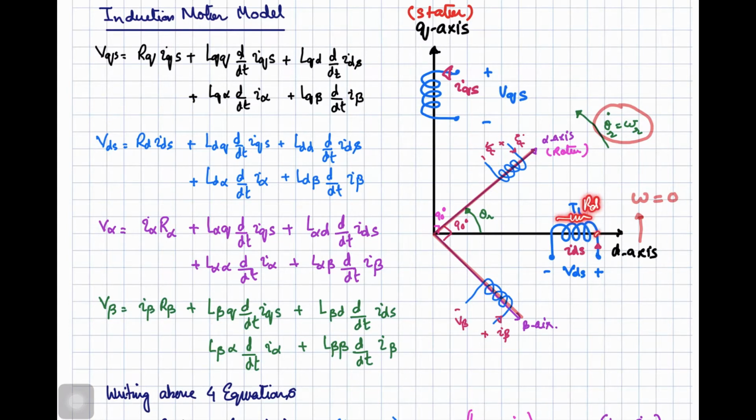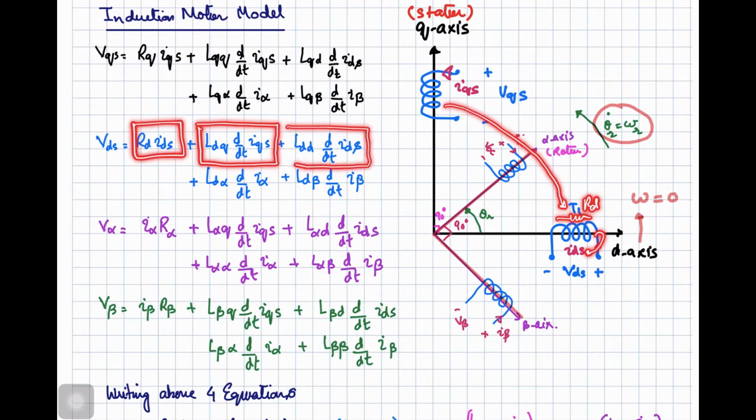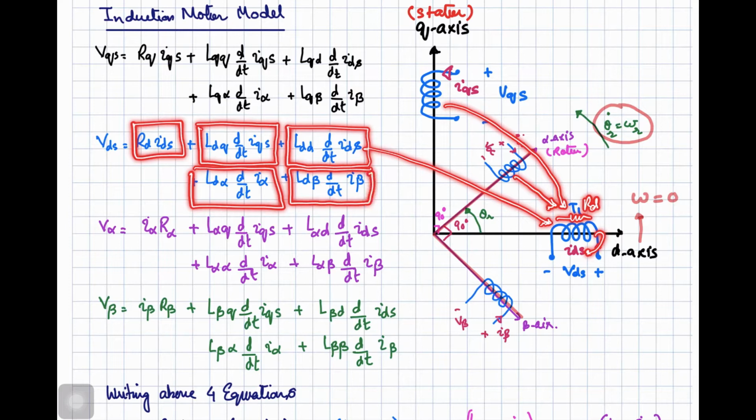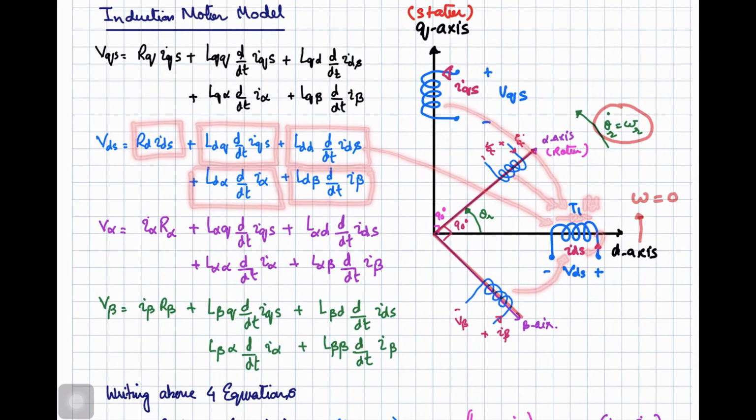R_D into IDS, this term, then the induced EMF because of the q axis interaction with this one, so that will be L_DQ into derivative of IQS, then the induced EMF because of the self inductance L_DD into derivative of IDS, then the induced EMF because of the alpha axis interaction with the D axis, so L_Dα into dIα/dt, and then the interaction of the beta axis winding with this one, so L_Dβ into derivative of Iβ, right?